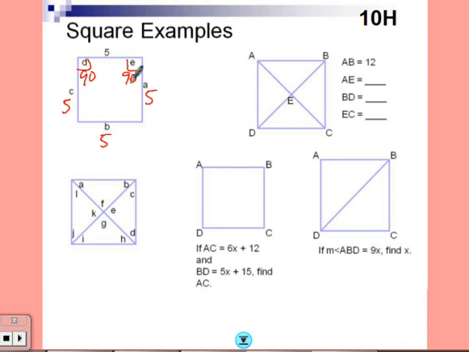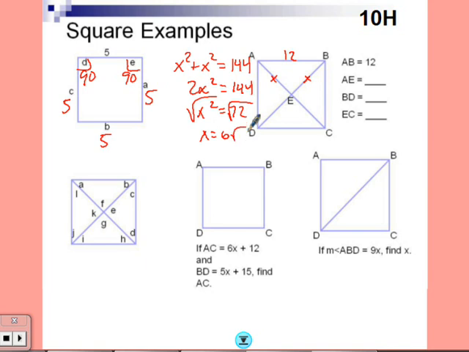For this problem, we have AB is 12. And then it asks me what AE is. Well, I know this and this are the same. So I'm going to do Pythagorean theorem here. x squared plus x squared equals 144. And I get 2x squared equals 144. x squared equals 72. And if I take the square root of both sides, I get x equals 6 times the square root of 2. So AE is 6 square root of 2. BD is double that, so it's 12 square root of 2, and EC is the same as AE, so that's 6 square root of 2.